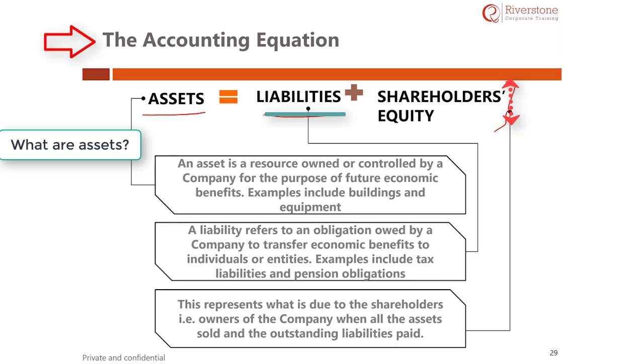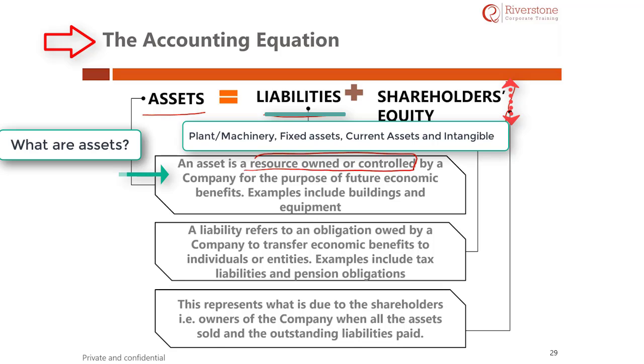What are assets? Assets are the resources owned and controlled by the company, such as plant and machinery, fixed assets, current assets and intangibles, using which the company generates cash flows. Liabilities are the obligations of the company, which are to be paid. For example, the company had taken a certain amount of debt, which is an obligation. The tax which the company has not paid, and which should be paid in the near future, is an obligation of the company.